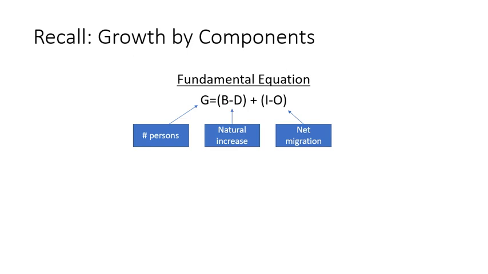We can also think about growth by components, which breaks population growth down into its constituent parts. And those constituent parts include the natural increase, which is births minus deaths, as well as net migration, which is in-migration minus out-migration.